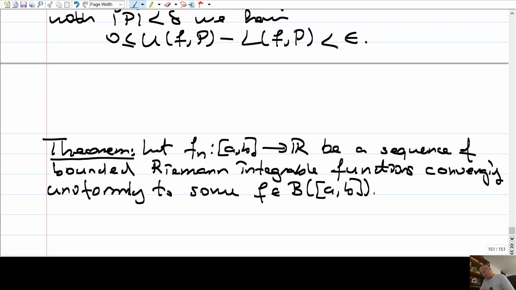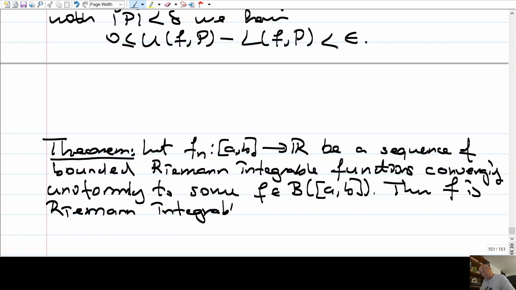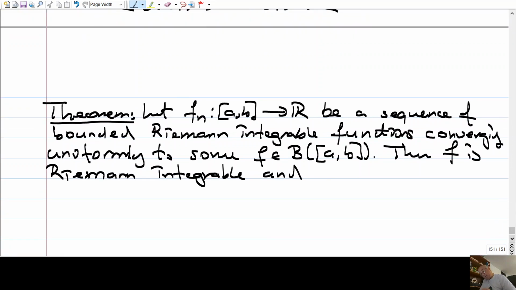The conclusion is this: if these fn's are Riemann integrable, then their uniform limit is also Riemann integrable. Then f is Riemann integrable. And moreover, the integral of f is just the limit of the integrals of fn's as n goes to infinity.